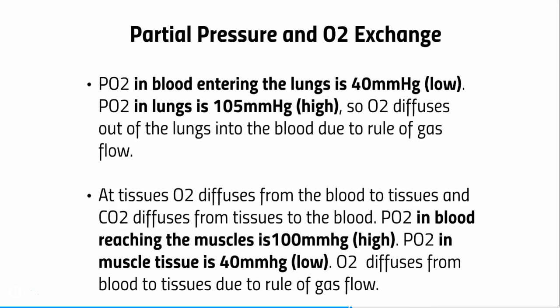So PO2, I'm going to change the word PO2 to amount of oxygen. The amount of oxygen in the blood entering the lungs is low. The amount of oxygen in your lungs is high. So oxygen comes out of your lungs and into your blood due to the rule of gas exchange. It then gets carried through your system by hemoglobin, and when it reaches the tissues or the cells, the oxygen levels in the blood that's reaching your muscles is high. But the oxygen levels in your muscles are lower because the muscles are using some of that oxygen. This causes oxygen to pour out of the blood and into the muscle cells due to the rule of gas flow.